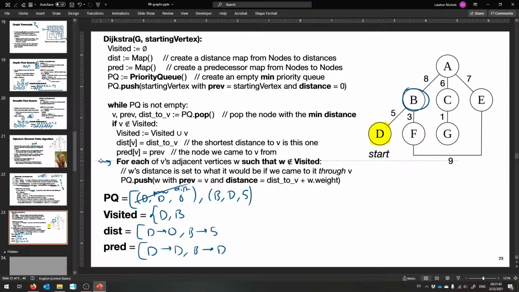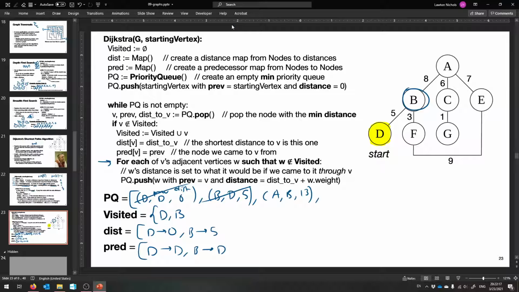Okay. And then for everybody that hasn't been visited yet from B, so not D, A and F, we're going to add them to the priority queue. Okay? This guy is popped off now. So we're going to add A, and we came from B, and the weight to get to A from B is whatever the distance was to B, which is the 5, plus the 8 more to get to A across from B. Okay, hope you see how that's working. So that's 8 plus 5 is 13. That's one.